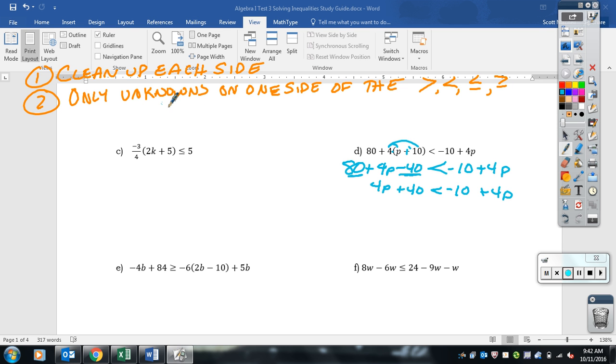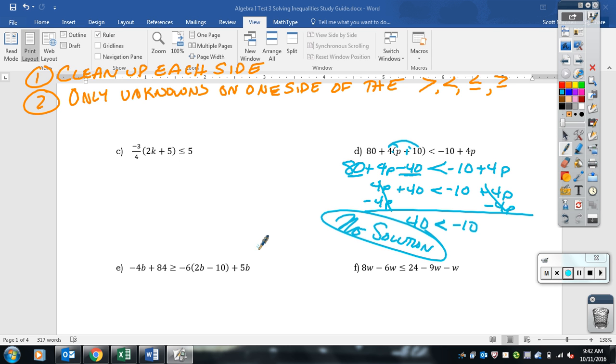We look at the next one. Only unknowns on one side of the inequality symbol. Well, I have unknowns on both sides. So I'm going to take away the 4p and do the same thing, subtraction property of equality. This side we have 40 is less than negative 10. Now all my variables cancel, which is possible. If this situation arises, look to see if it's true or not. Is 40 less than negative 10? The answer is no, it's not. Since it is not true, this is a no solution scenario. You can't graph it.